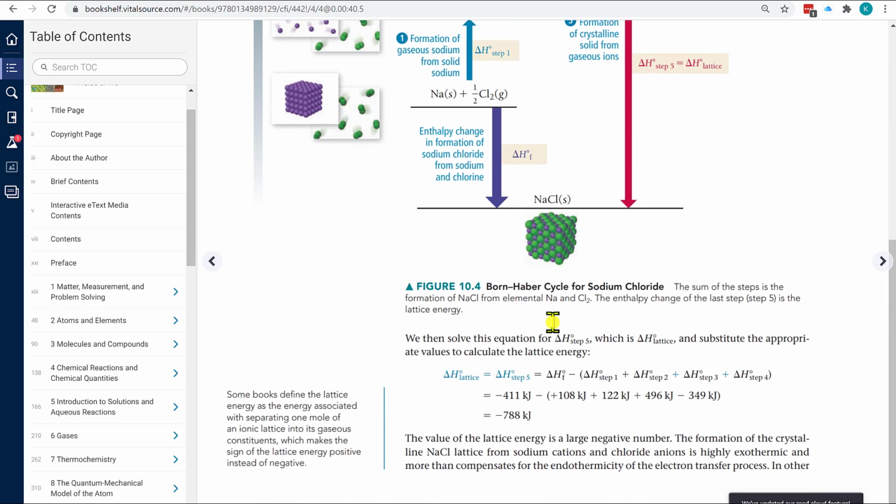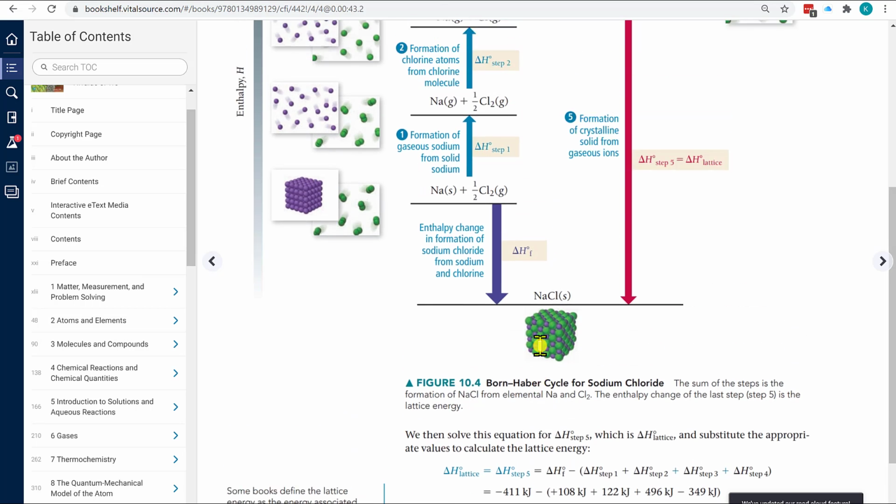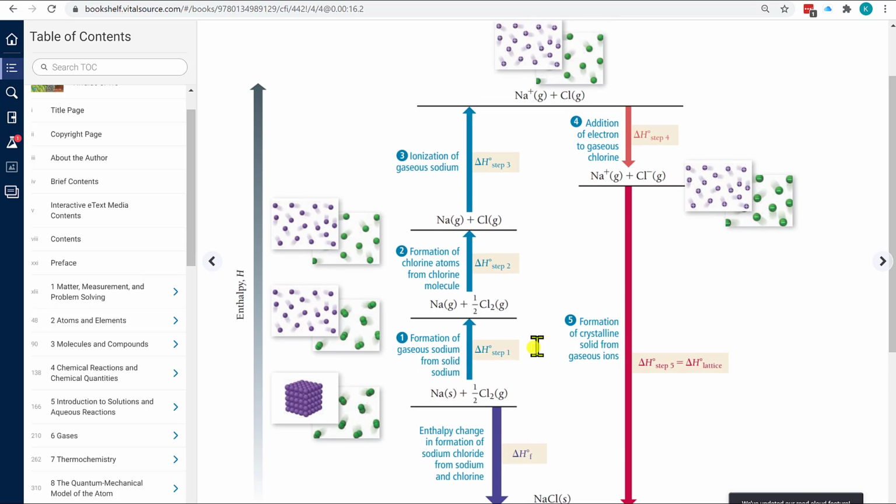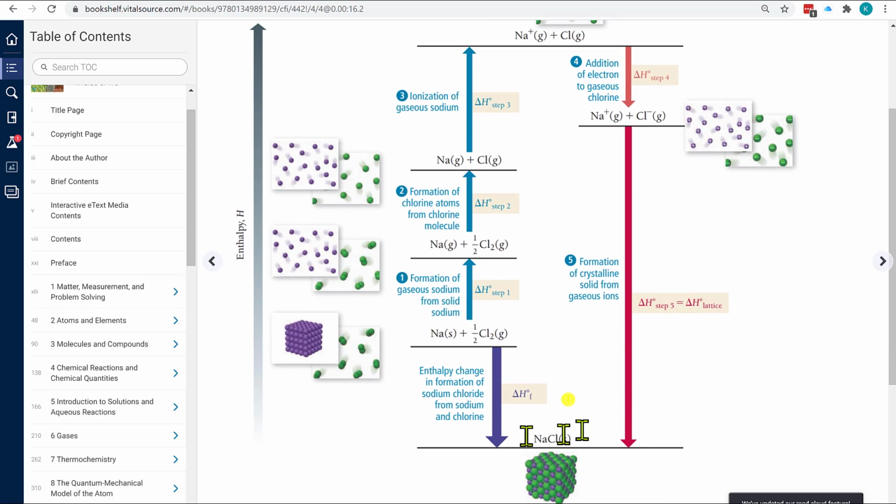You plug all of those values in and solve for the lattice energy. So they rearranged it. It's minus 788 kilojoules per mole, and that's quite a bit of energy. That's why when the reaction takes place, it happens very quickly, because the ions are in the gas phase. And the other thing that happens is that a lot of energy gets released as those ions come together, and that actually helps to speed up the reaction. They also showed the Born-Haber cycle like this.